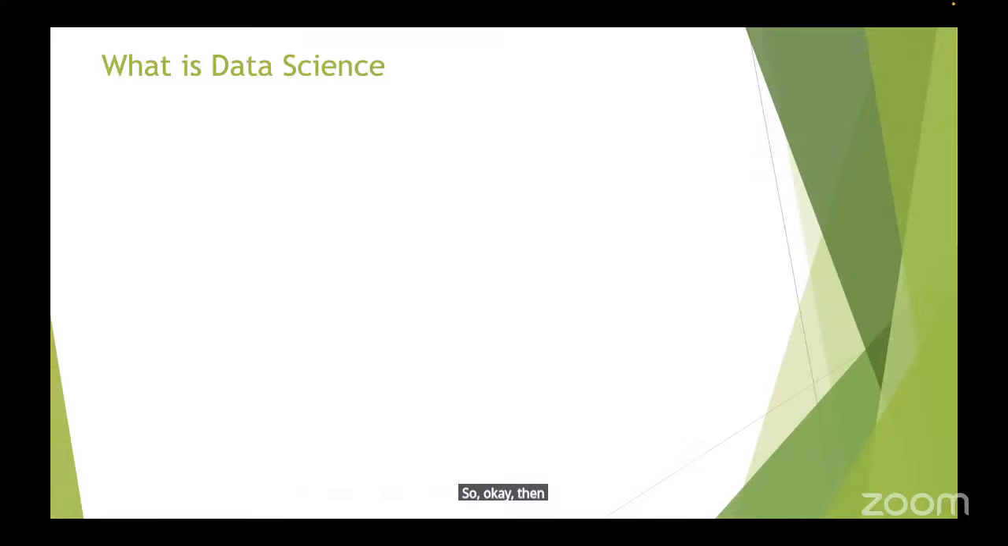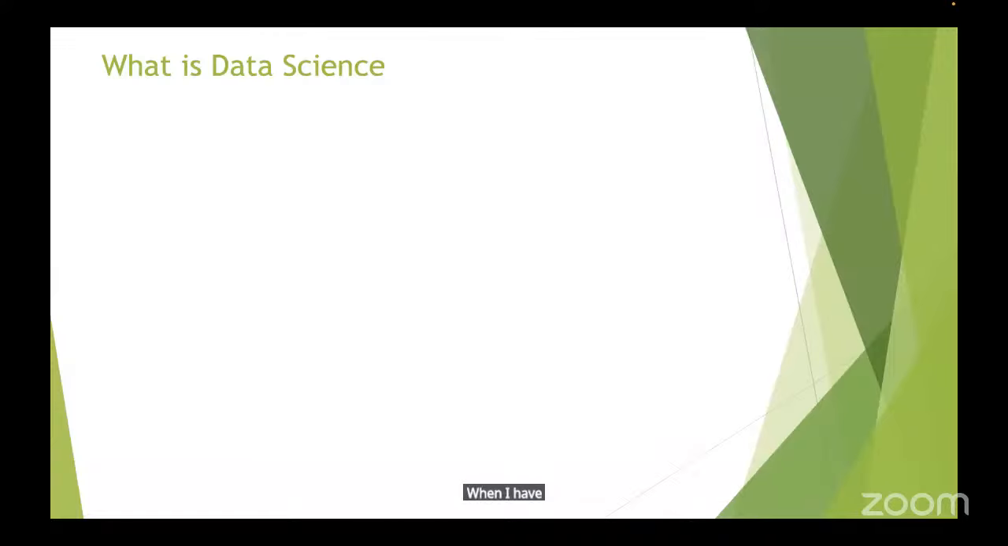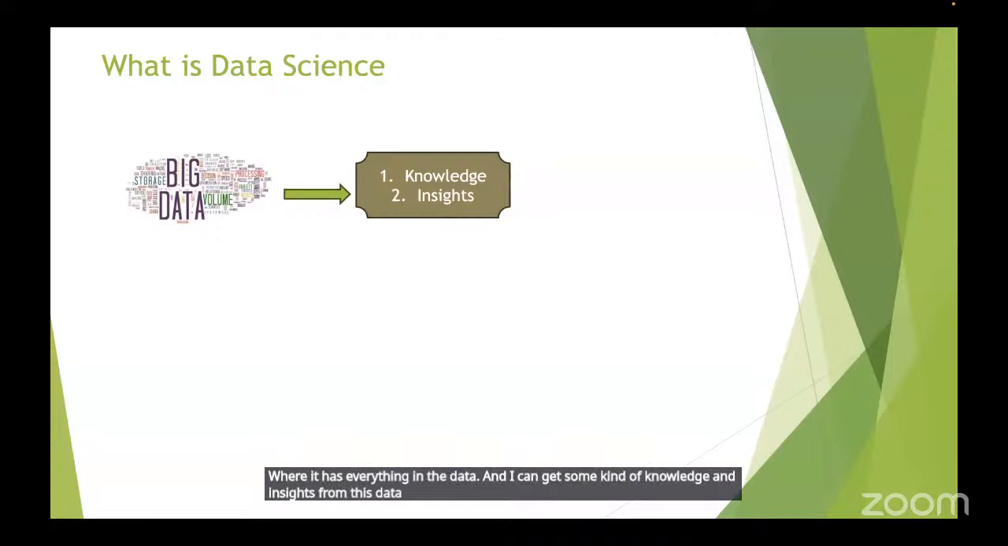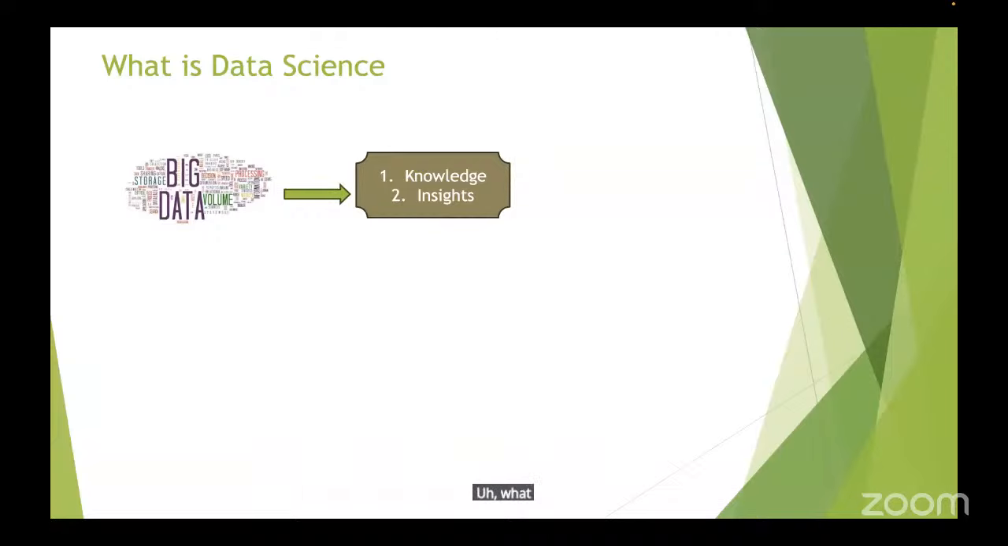So, okay, then one fine day, a man came and thought, okay, we have a huge set of data. So why can't I use this data to generate some insights and create some actions from that? So that is where data science was born. When I have huge data, why can't I use the data and get some kind of meaningful response? So that is where the definition came for data science. Data science mostly deals with billions of data. It's a kind of big data structure where it has everything in the data, and I can get some knowledge and insights from this data. That is my requirement.